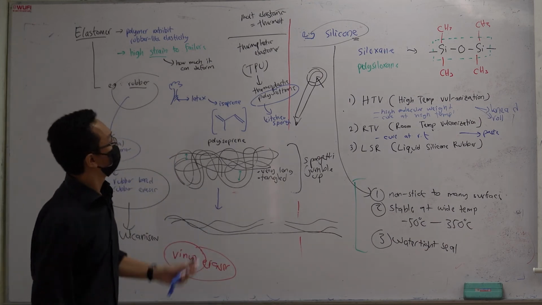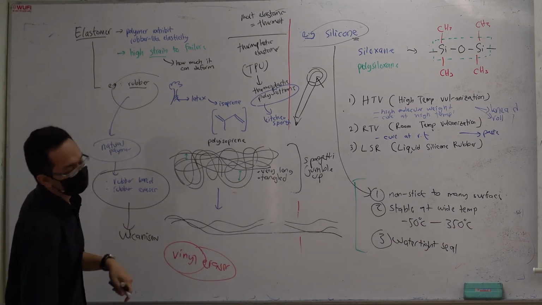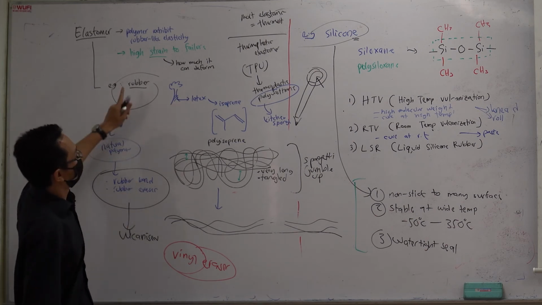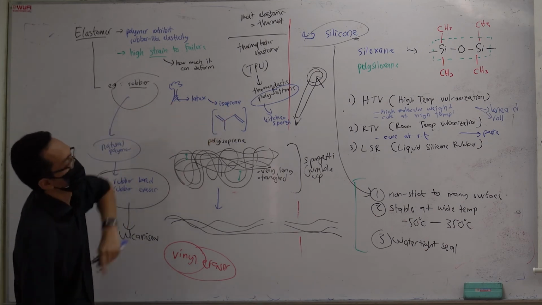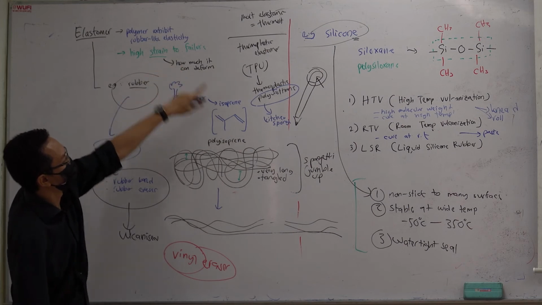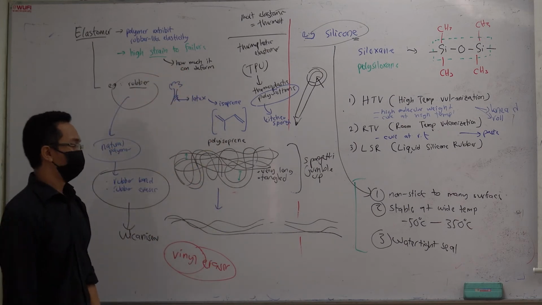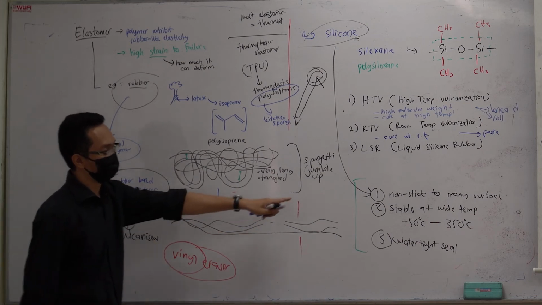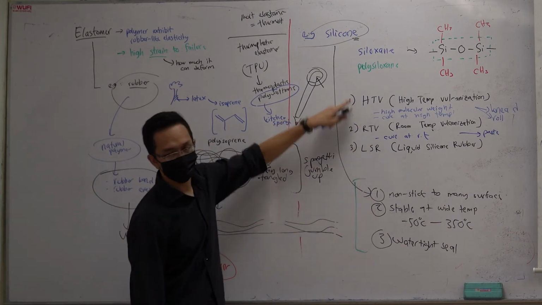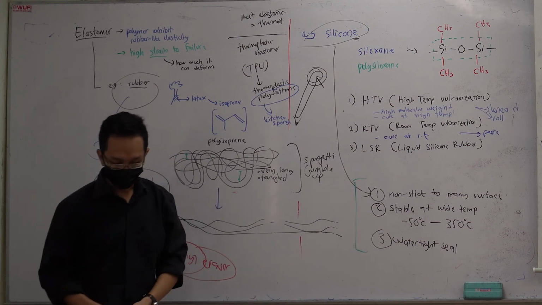So that is about the elastomer. We learned about rubber, silicone as a thermoset elastomer, and we learned also about TPU, thermoplastic polyurethane. Properties of the silicone and types of the silicone.